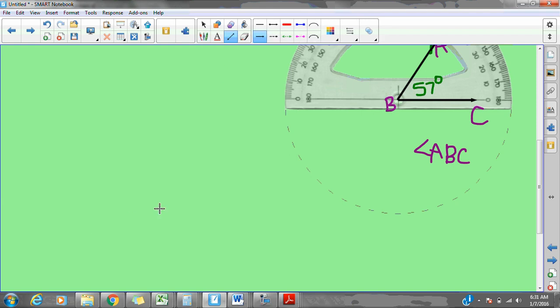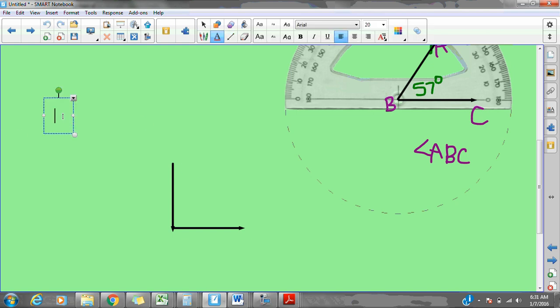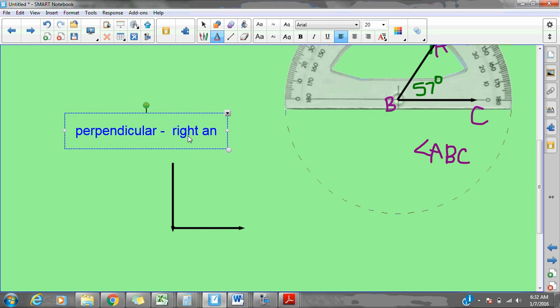Just for time's sake, I'm going to draw two perpendicular lines, and I've used rays. Perpendicular just means a right angle. That's all it means, that the lines form a right angle. I'm going to type that word out for you so you can see it. Perpendicular. So this is the word perpendicular. It just means right angle or 90 degrees.